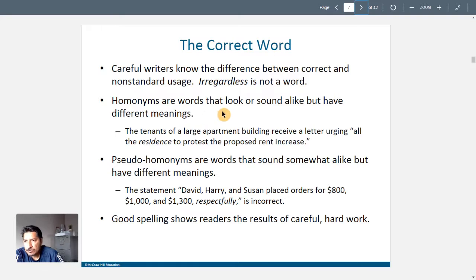Homonyms are words that look or sound alike but have different meanings. They have given one example over here. The tenants of a large apartment building receive a letter urging all the residents to protest the proposed rent increase. There are different kinds of the correct words. Good spelling shows readers the results of careful, hard work.